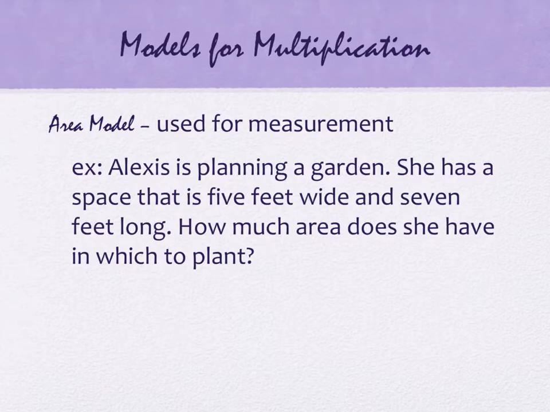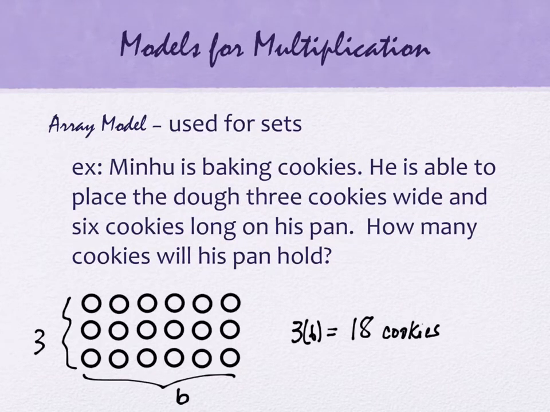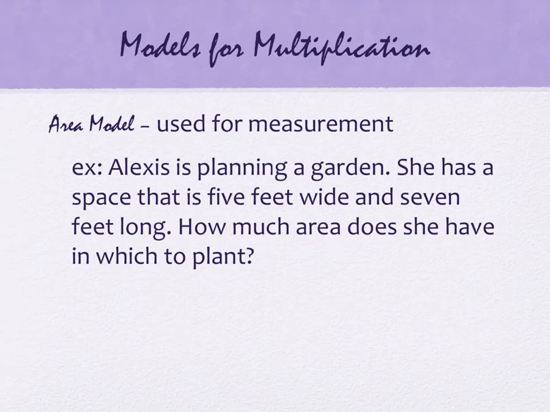So Alexis is planting a garden. She has a space that is 5 feet wide and 7 feet long. How much area does she have in which to plant? So your picture does not look like individual shapes, right? It looks like a rectangle. In a very real sense, we're going to be drawing a rectangle on this one.